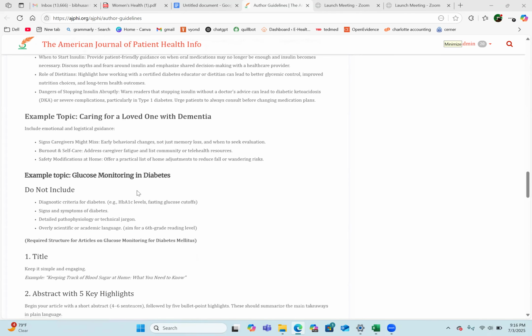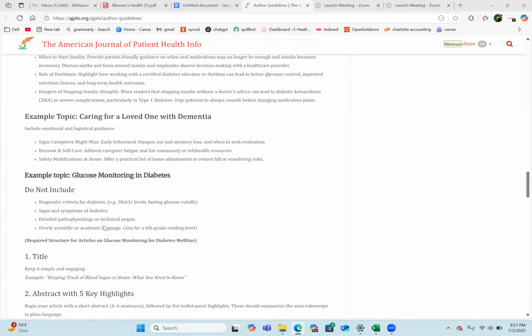When you are writing about glucose monitoring in diabetes, do not write about the diagnostic criteria for diabetes like A1C. If you think those criteria are important, explain them in simple words. I don't want you to write the symptoms of diabetes. You can write what diabetes can present with, but signs and symptoms of diabetes or heart failure, people know it. That's why they're looking to articles. So try to lure them to the article, not just explain.